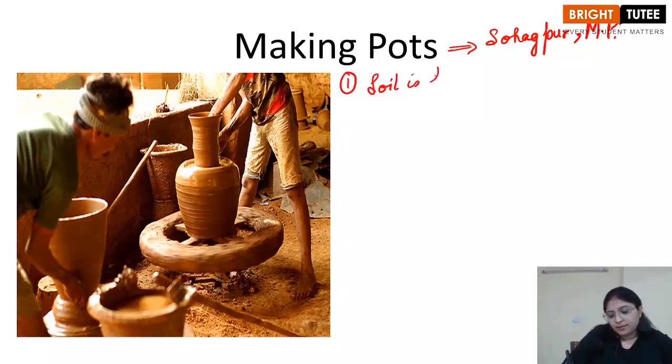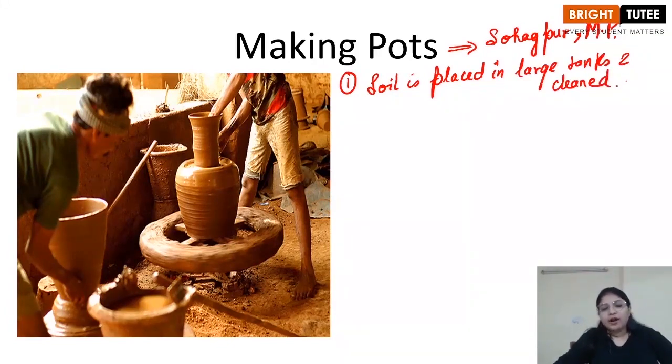Soil is placed in large tanks and cleaned. What cleaning is done? If you remember, in one of the activities we have already tried making a particular structure with the help of the soil, and over there we cleaned it so that there were no pebbles or grass or any such extra materials in the soil. So this is the first step: the soil is collected in a large quantity and placed and cleaned so that there are no pebbles or any kind of extra material present in the soil. Then the next step is to soak the soil.